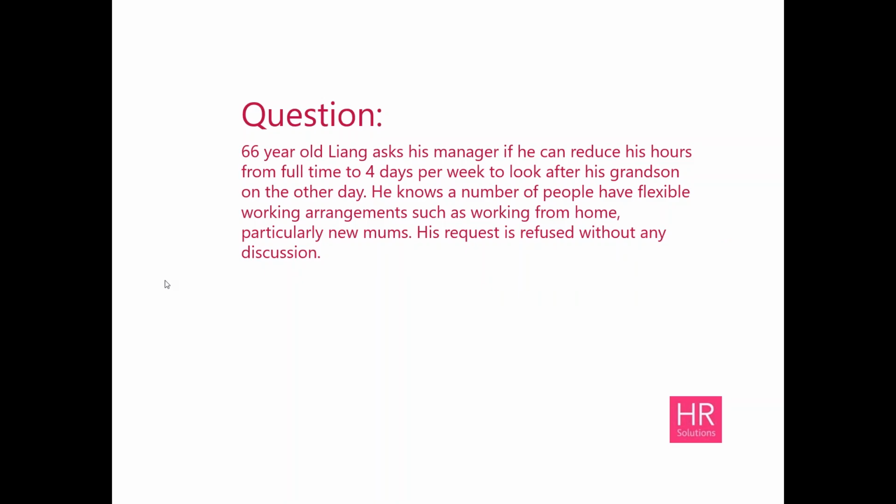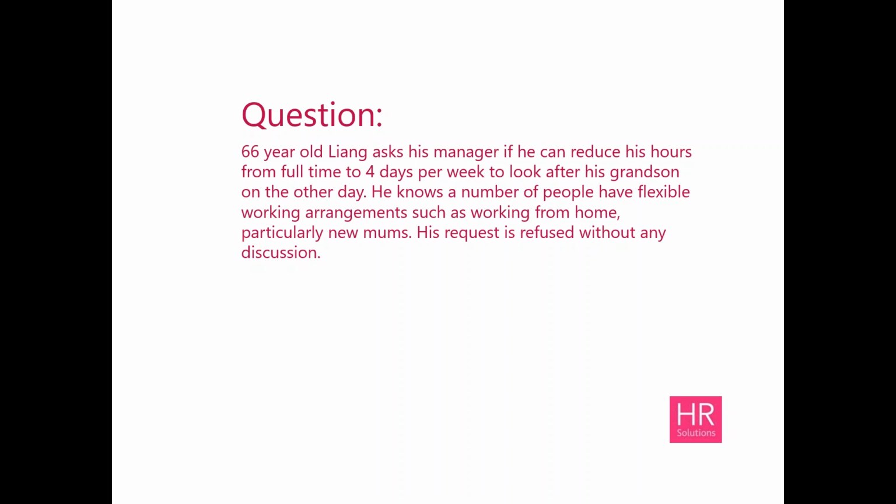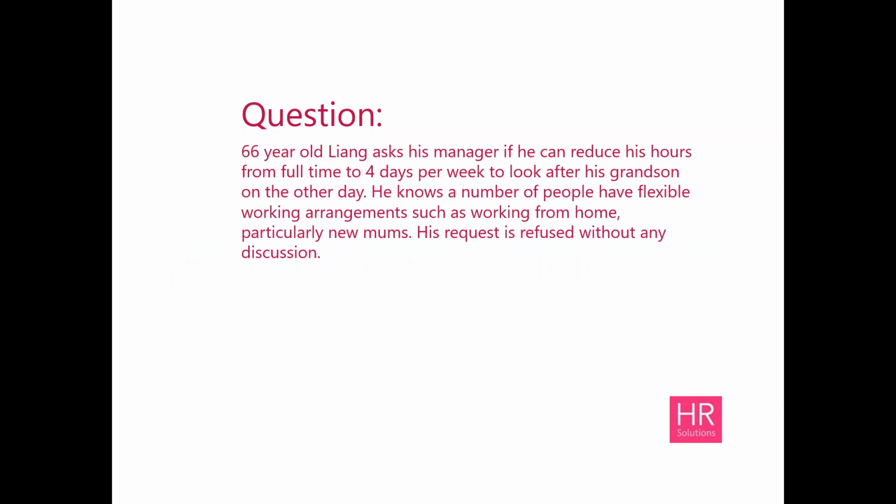We just select this new poll and launch it for you. Just select one: yes, he may be able to claim age discrimination, or no, he would not be able to claim age discrimination. I'll give you a few more seconds on that one. The majority have voted now, so just 3 more seconds. Okay, I'm going to close that now. Oh, the last person snuck in. So we've got 100%, he may be able to claim age discrimination.